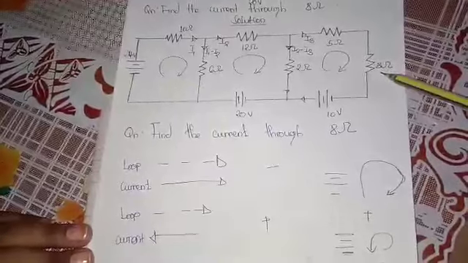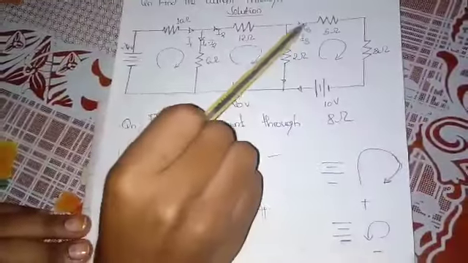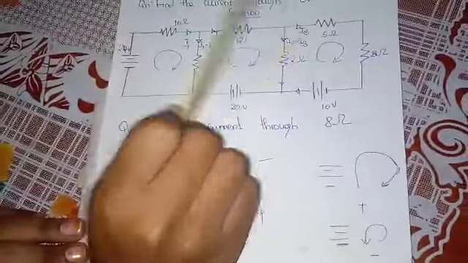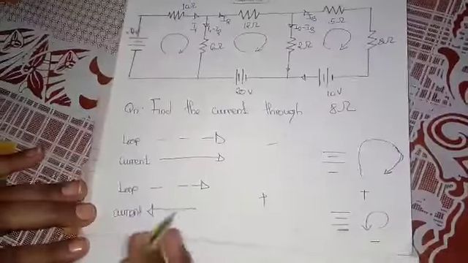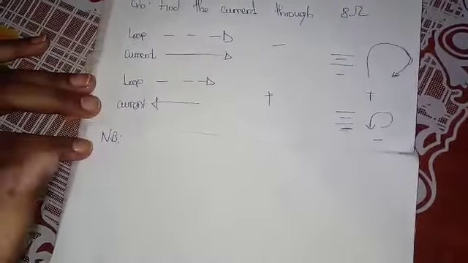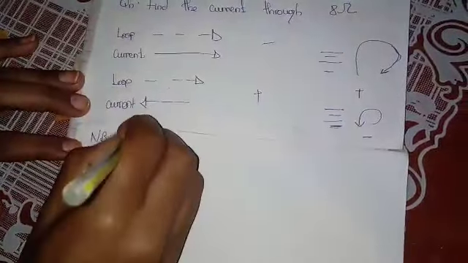After knowing this, now we're going down to the question. And as we know, our question says we have to find the current which is passing through 8 ohms. It means we have to find the value of current 3. And another thing which we need to know is the number of loops will be equal to the number of equations.